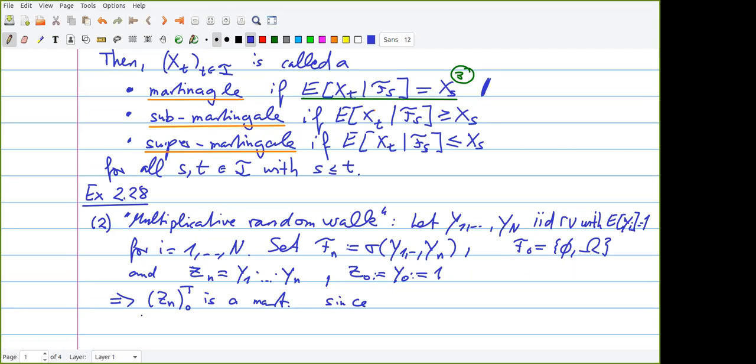How can we see this? I mean, we need to check it. Of course it's adapted, because this is how we set up the filtration. And of course it's integrable, because we assume that these random variables Y1 to Yn are independent and integrable themselves. So here we are fine by just checking the martingale property: that the conditional expectation of Zn given the filtration up to time m, so the filtration Fm, is equal to Zm. This is the defining property 3 of a martingale.